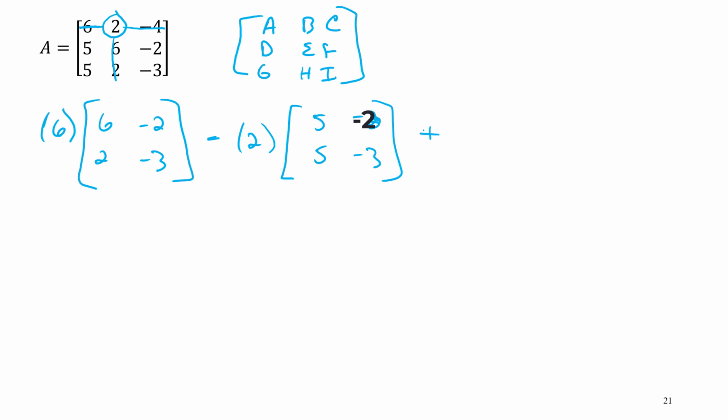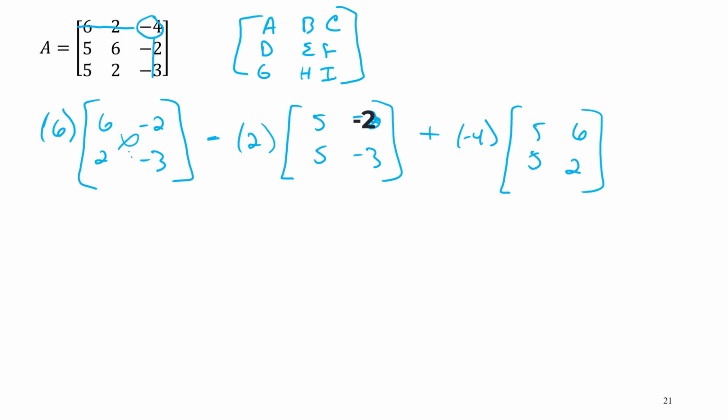Plus, when we look at C, we're getting rid of the A, the B, the F, and the I. So when we look at C, we're getting rid of the 6 and the 2, and then the -3, -2. So we'll have -4, followed by the 5, 5, 6, 2. And then you would just follow the 2 by 2 determinants to get to your answer.